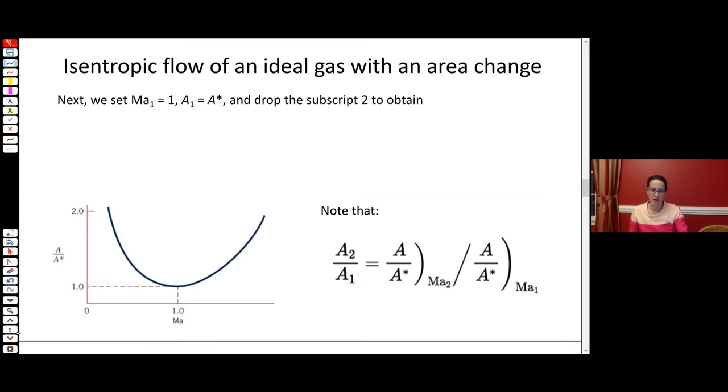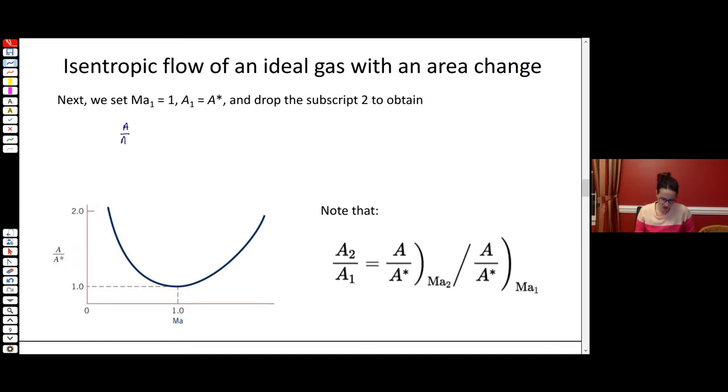Okay, if we now take that expression that we just wrote down and set the Mach number to 1, and set the cross-sectional area A1 to A star, which is a hypothetical critical Mach cross-sectional area. In other words, it's the cross-sectional area in the duct where the Mach number is 1. We can drop the subscript 2 and obtain the following expression.